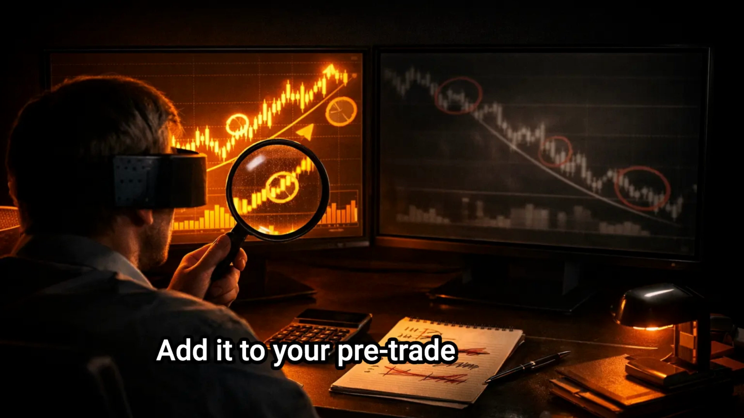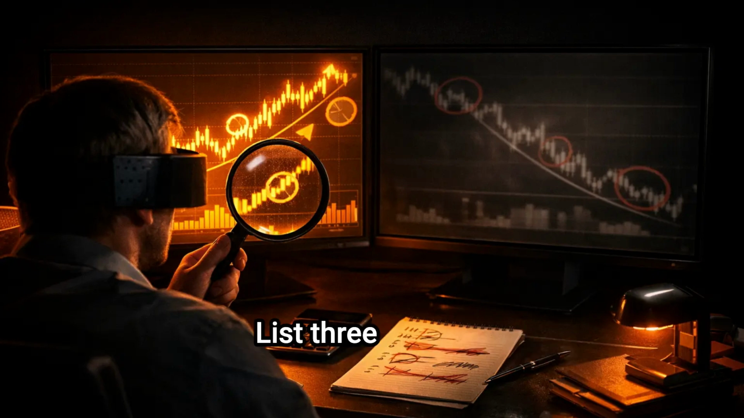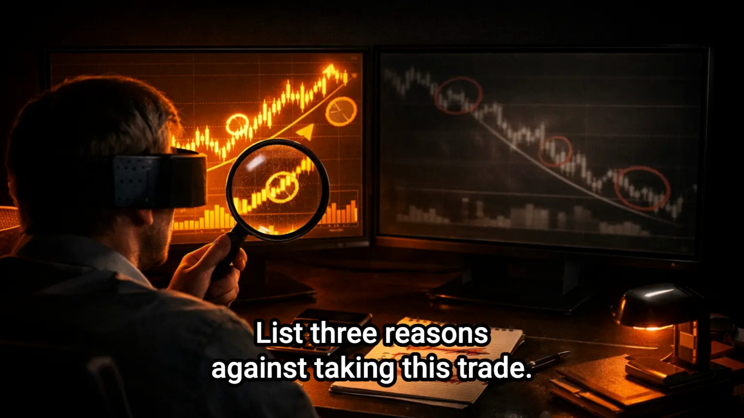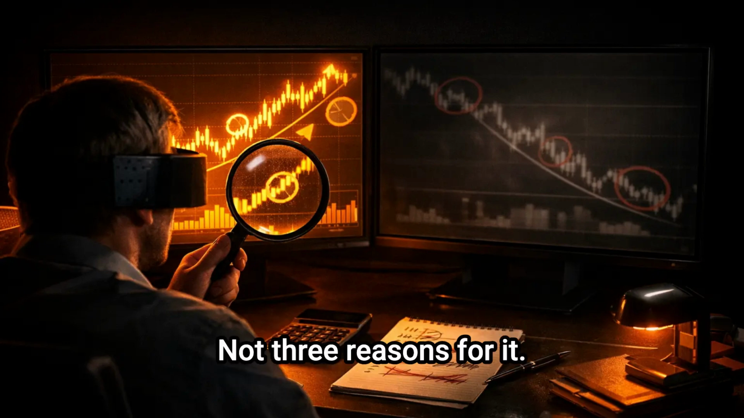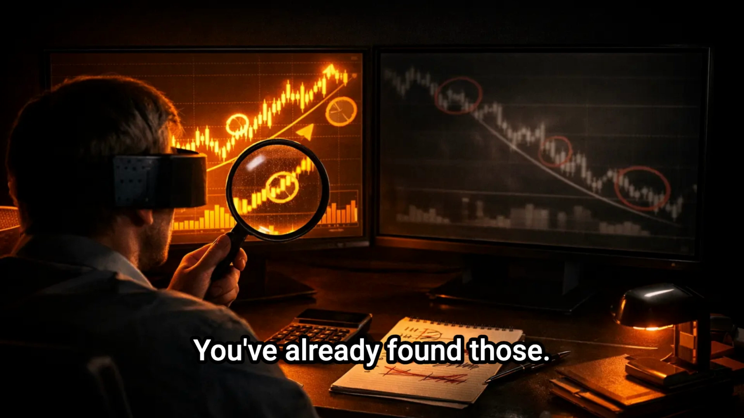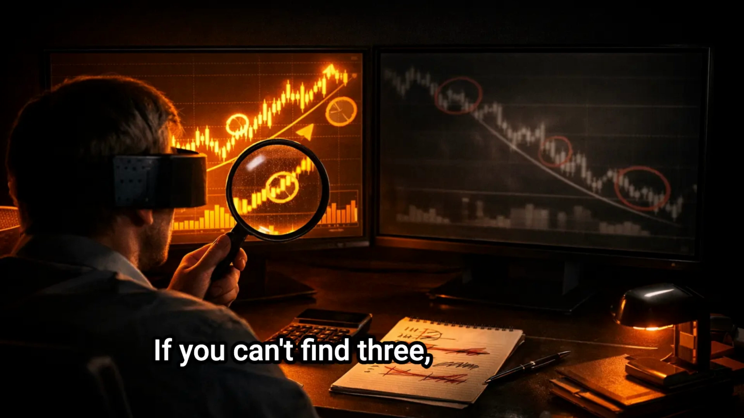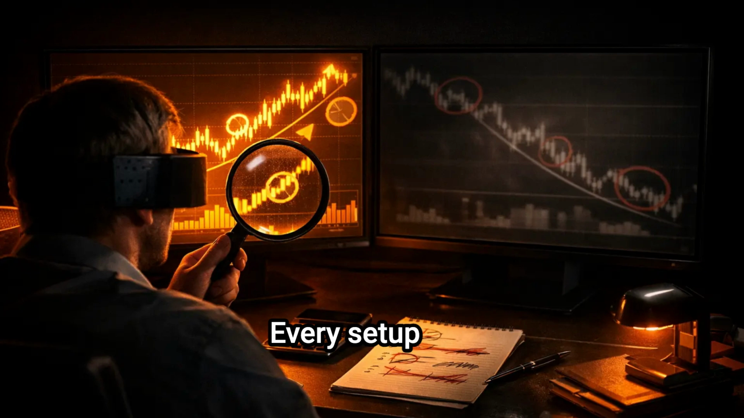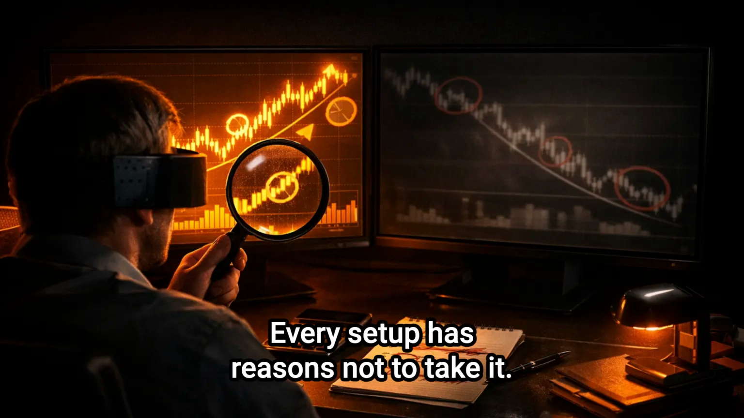Build this bias check into your routine. Add it to your pre-trade checklist. List 3 reasons against taking this trade, not 3 reasons for it. You've already found those. Find 3 reasons against. If you can't find 3, look harder. They're there. Every trade has risk. Every setup has reasons not to take it.